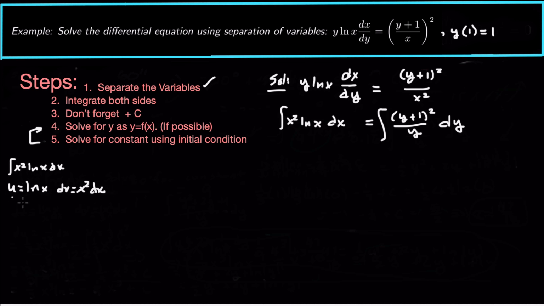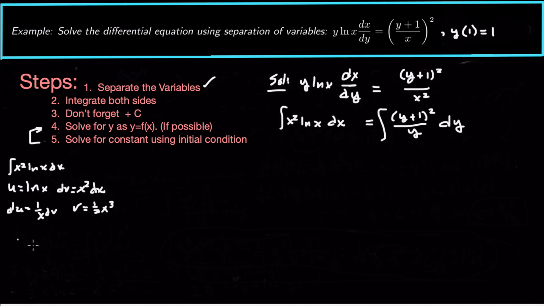And I pick u from my LIATE priority list. So log first, inverse trig next, algebraic or polynomial next, and then trig and then exponential functions. So du is going to be the derivative, which is 1 over x dx. v is going to be the integral, which is 1 over 3 x cubed.